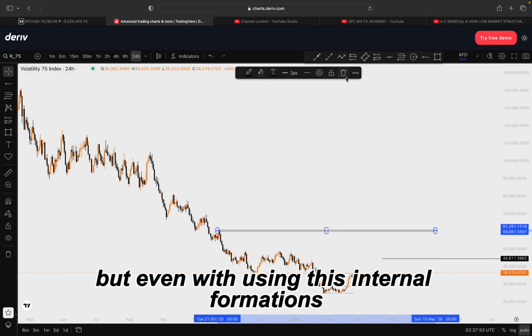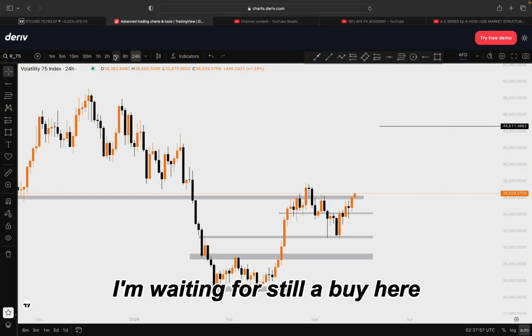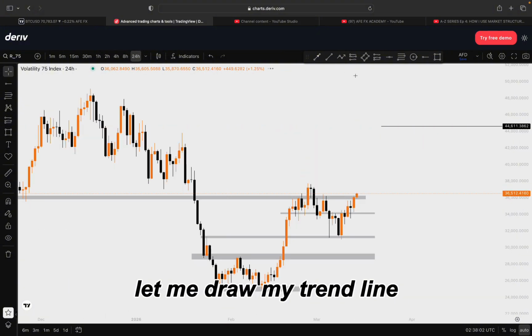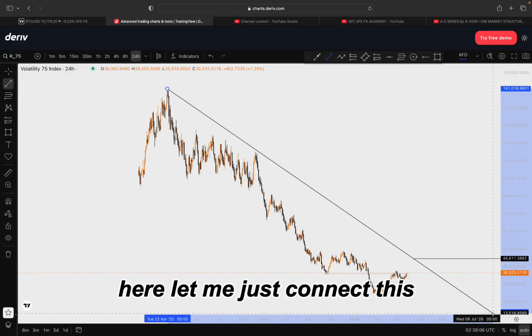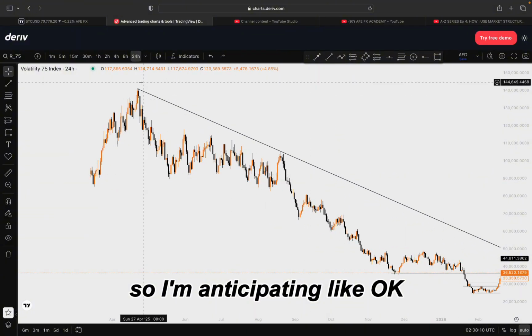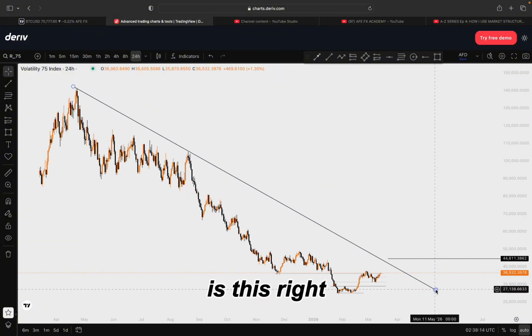But even with using these internal formations, I can still say okay, I'm waiting for a buy here. So if you look at it from this point, let me draw my trend line. Let me draw a trend line from this point to this point here. Let me just connect this. So anticipating, okay, one of the main reasons why I'm actually looking for a buy here too is this, right?